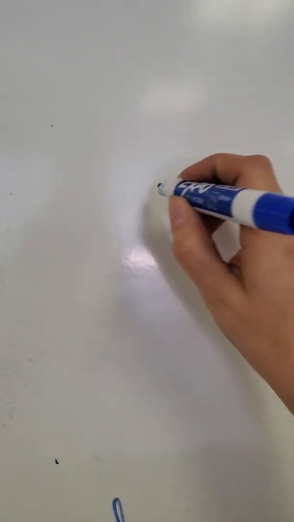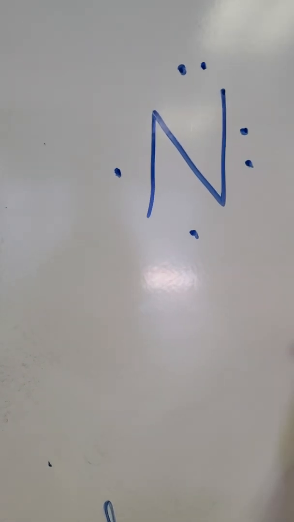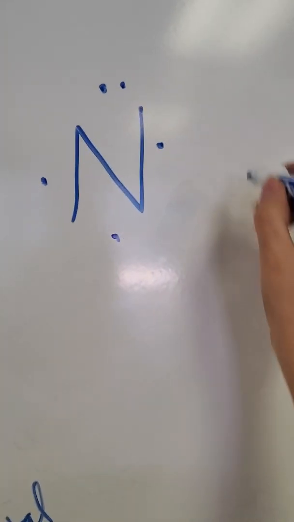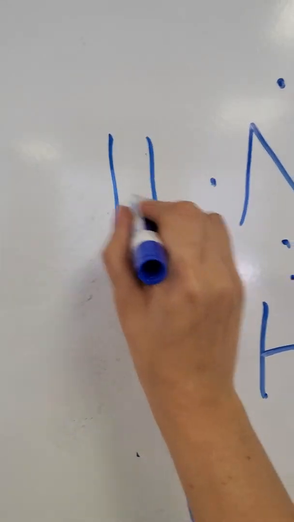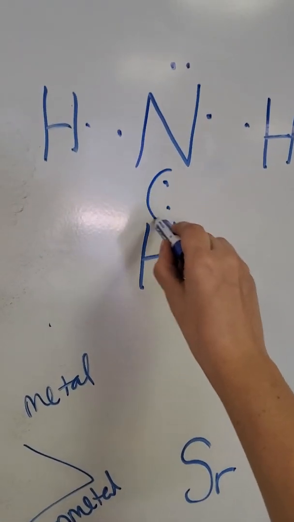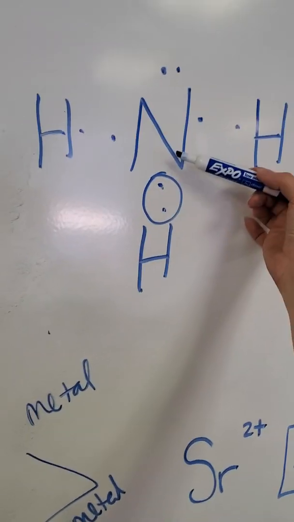So I'm going to put nitrogen in the middle with its 5. That's just how it exists with 5 valence. That's 6, excuse me. And now I'm going to start adding the hydrogens. So there's hydrogen with his 1. There's another hydrogen with his 1. And another hydrogen with his 1. At this point, hydrogen is happy. We can consider these 2 shared electrons for both hydrogen and nitrogen.